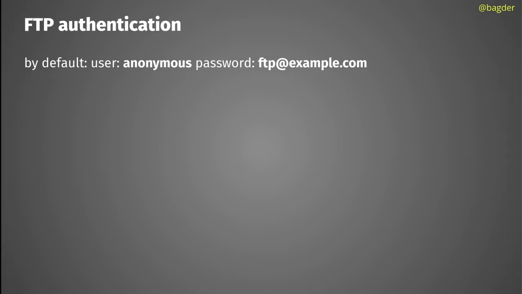FTP is basically always authenticated. Typically, curl uses the default anonymous user and a password called ftp@example.com. But it doesn't matter, it's basically anonymous, right? But you set the user and password like normal, like all the other protocols with curl.